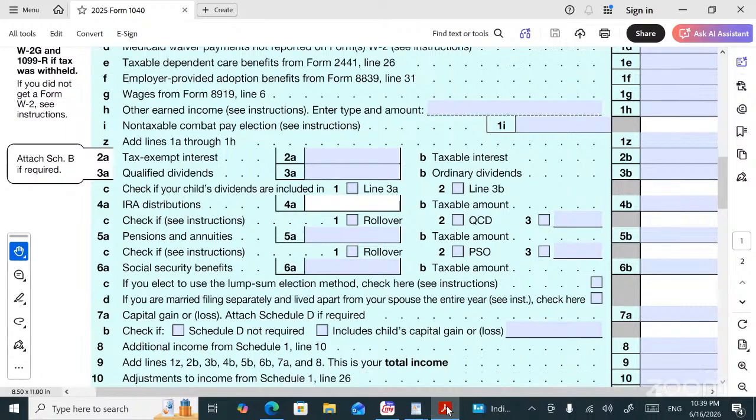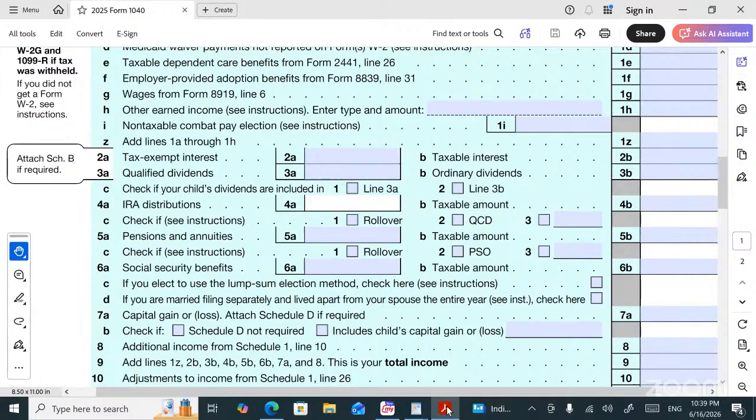Sir, is it decided by us whether it is qualified or non-qualified? No, ma'am. The criteria are given. Generally, it comes under qualified dividend. What is the meaning of qualified dividend? Certain criteria are given.